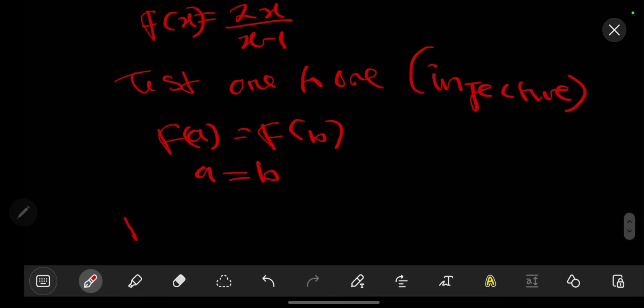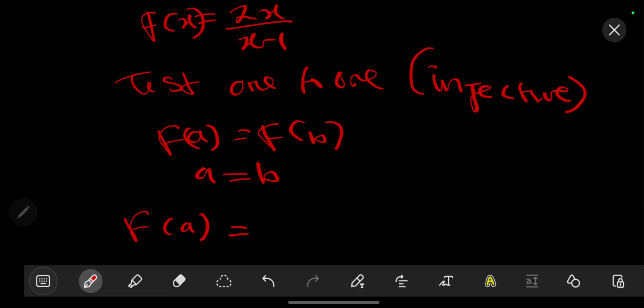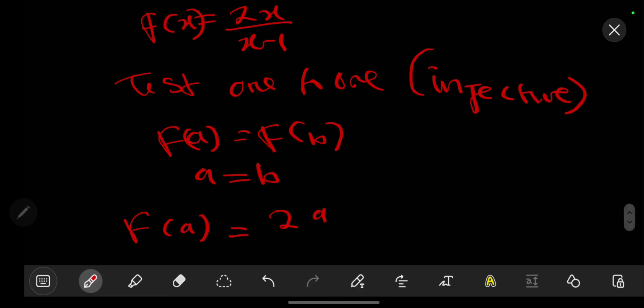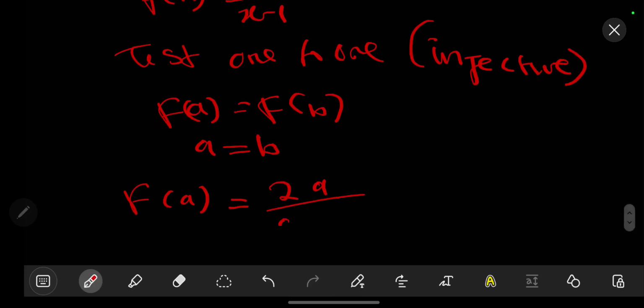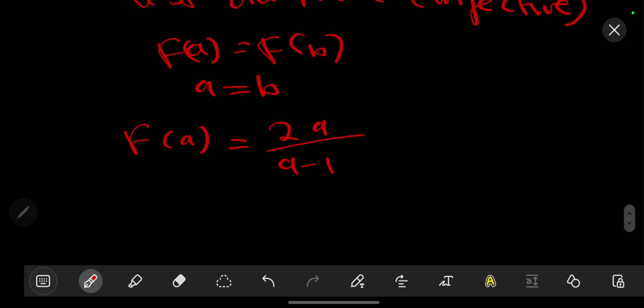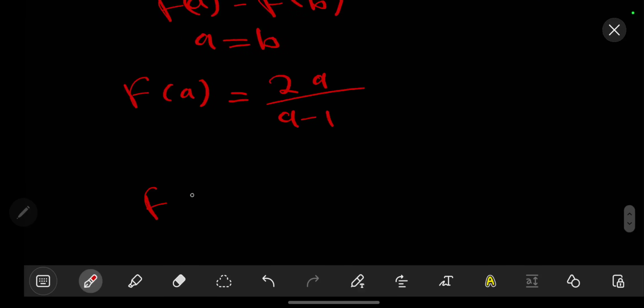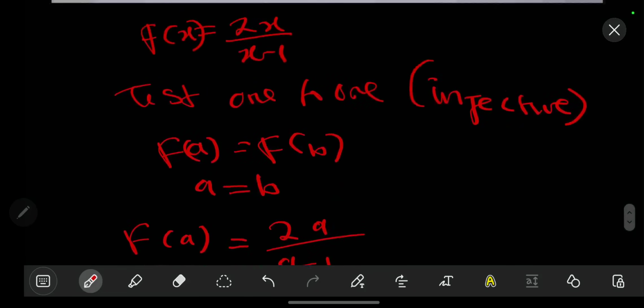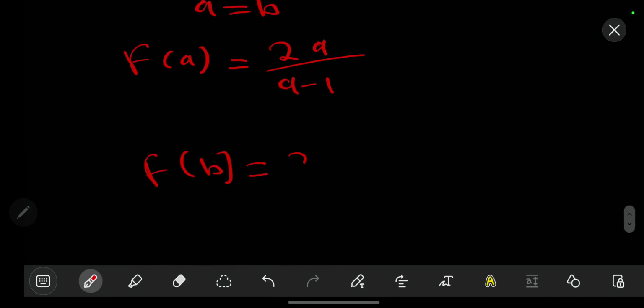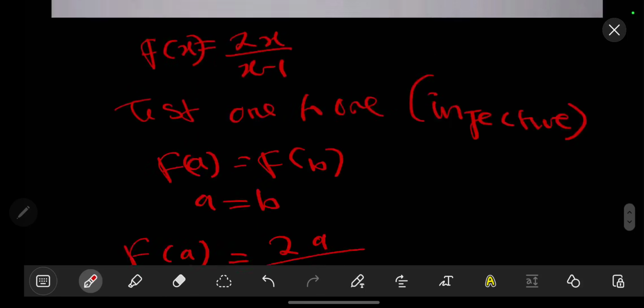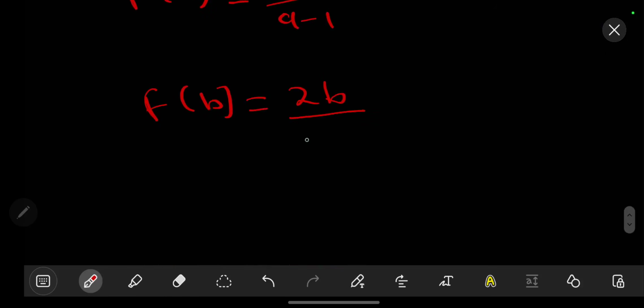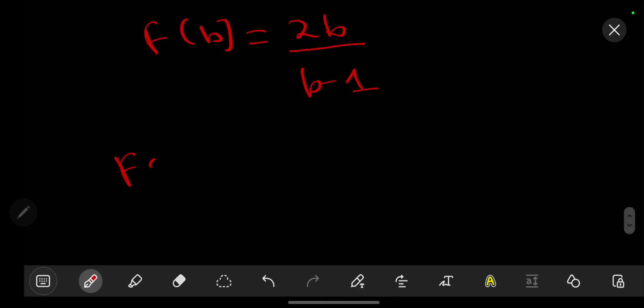So we are going to say f of a should be equal to, where there is x in this equation we are going to put 2a over, where there is x, a minus 1, like that. Then f of b, on the other hand, should be equal to, where there is x we are going to put b. So it will be 2b over b minus 1, like that. Then we have said that f of a should be equal to f of b.